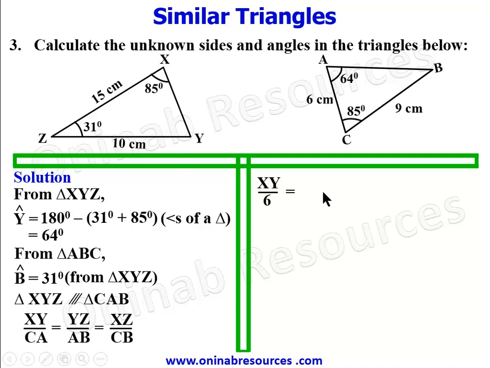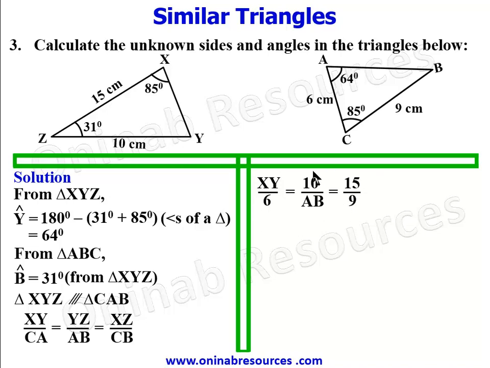Equal to YZ, YZ is 10 centimeters, over AB. AB is unknown, so we have it as 10 over AB. This is equal to XZ. XZ is 15 centimeters. We have 15 over CB. CB is 9, so we have 15 over 9. So we have the three ratios equal to one another.